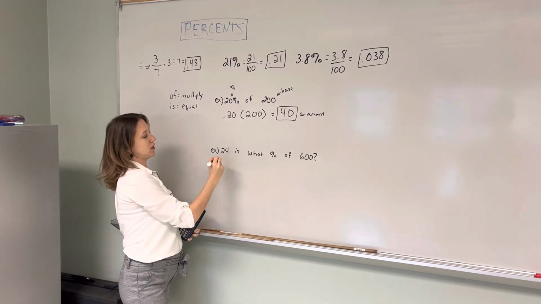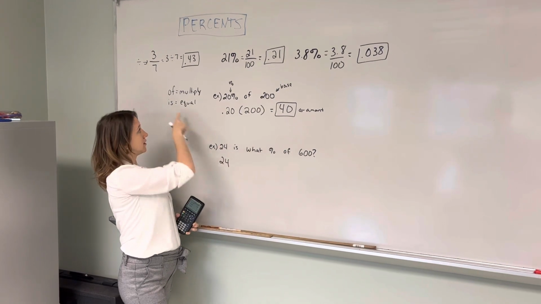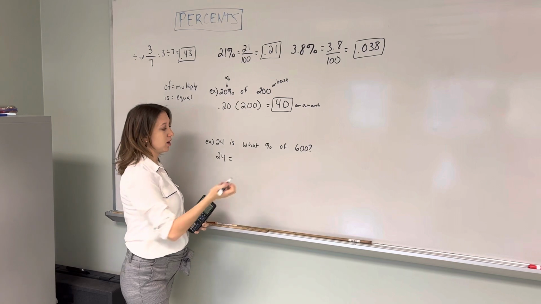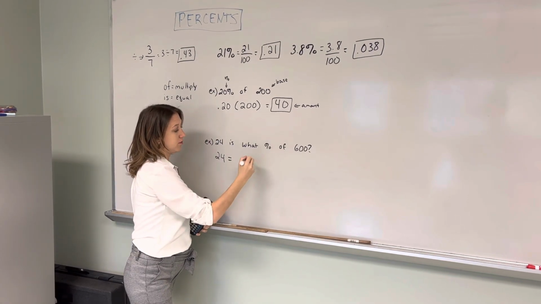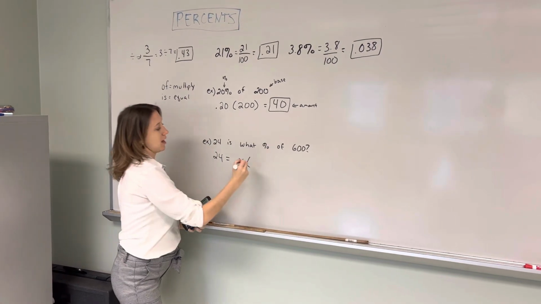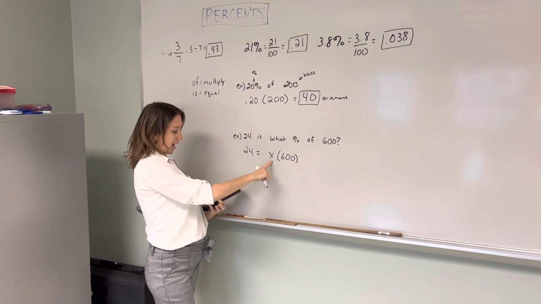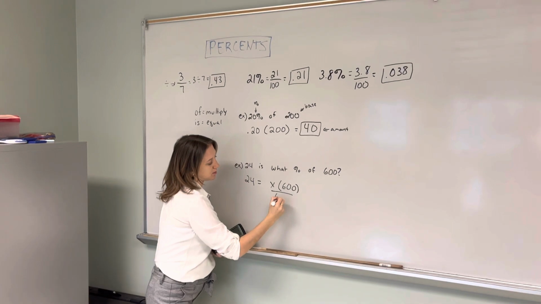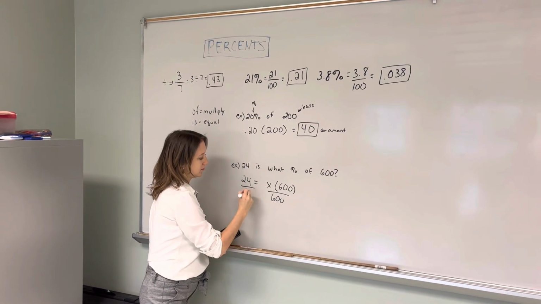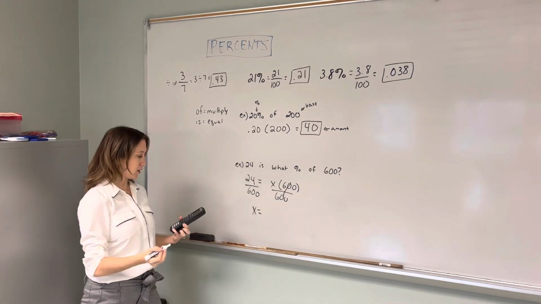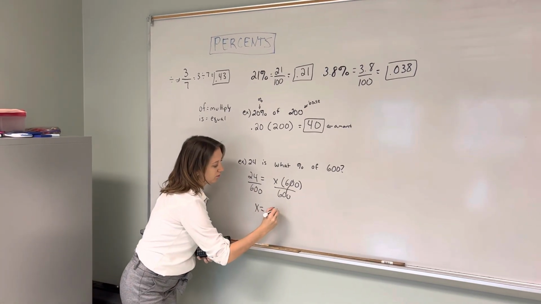So when we solve this, we have 24 is, that's where you put your equal sign. What percent, that's what we're finding. So that's our variable of x. Of is where we multiply, and then 600. So now we have this problem to solve. So to get the x by itself, we would divide both sides by 600. And then you would get x equals 24 divided by 600 is 0.04.